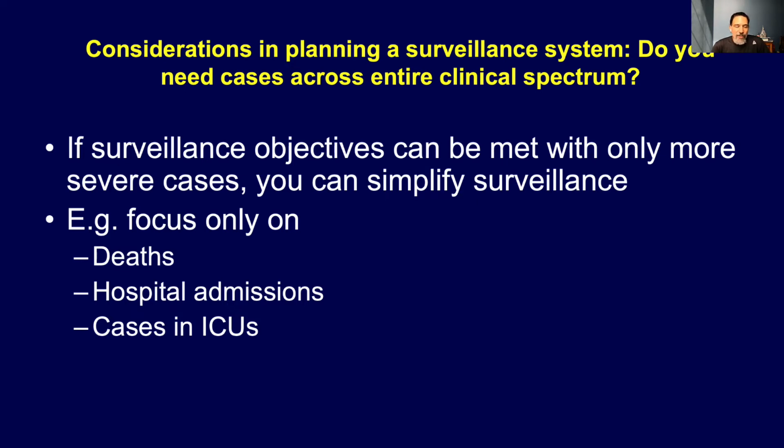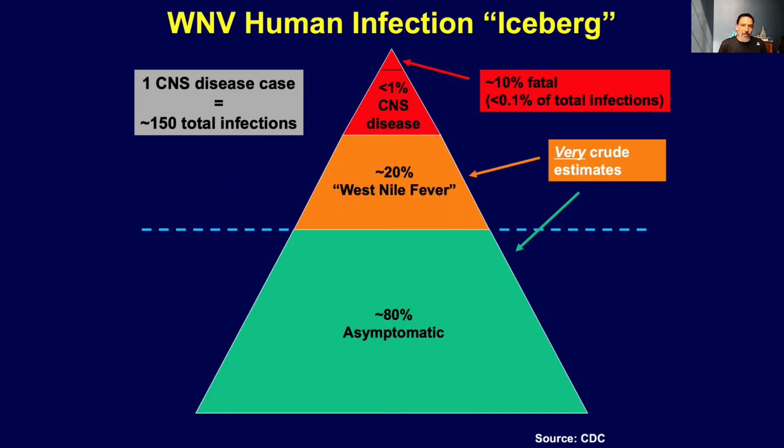So another question is, do you need to have information on cases across the entire clinical spectrum? It may be that you can meet your surveillance system objectives only by tracking the more severe cases. And if that's true, you can really simplify your surveillance system. So can you just focus on deaths due to the condition, or people admitted to hospitals, or cases in intensive care units? This requires you to articulate what the goals of the surveillance system are, and then also know and look carefully at the spectrum of disease.